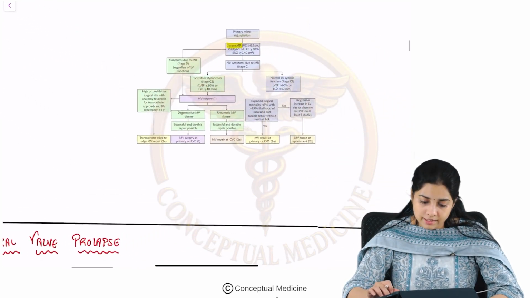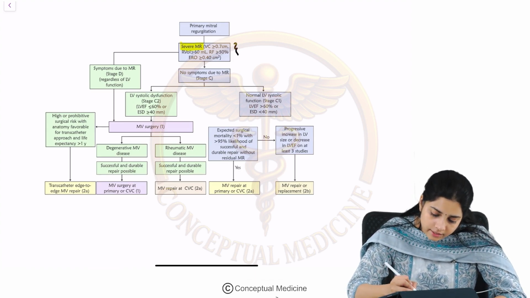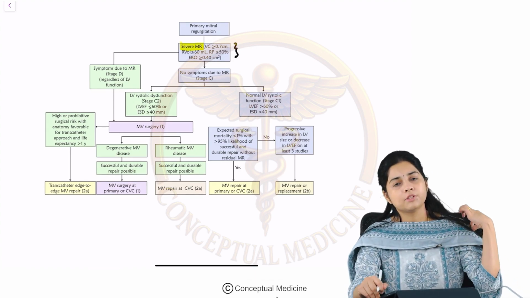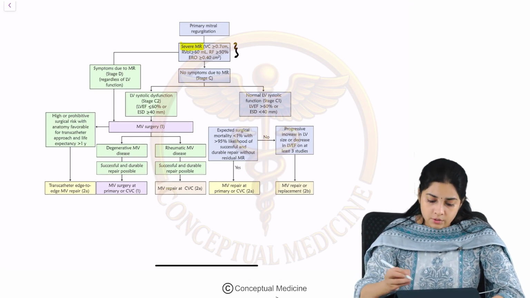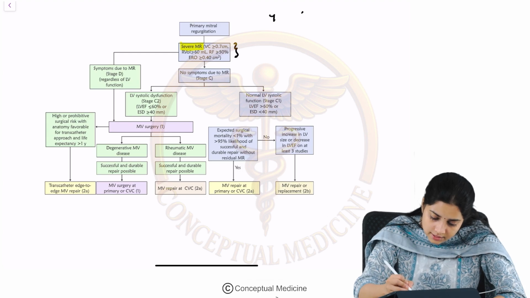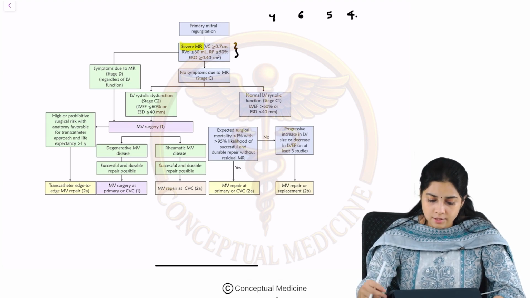Now let us look at the management of chronic MR. Now let us look at what are the echo parameters which basically help us identify what is a severe MR. So you just remember the numbers 7, 6, 5, 4. Okay, 7, 6, 5, 4.